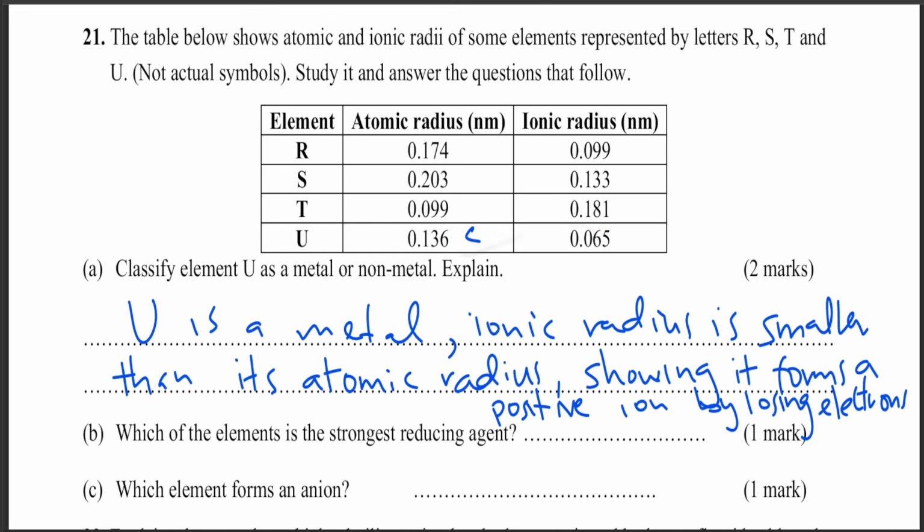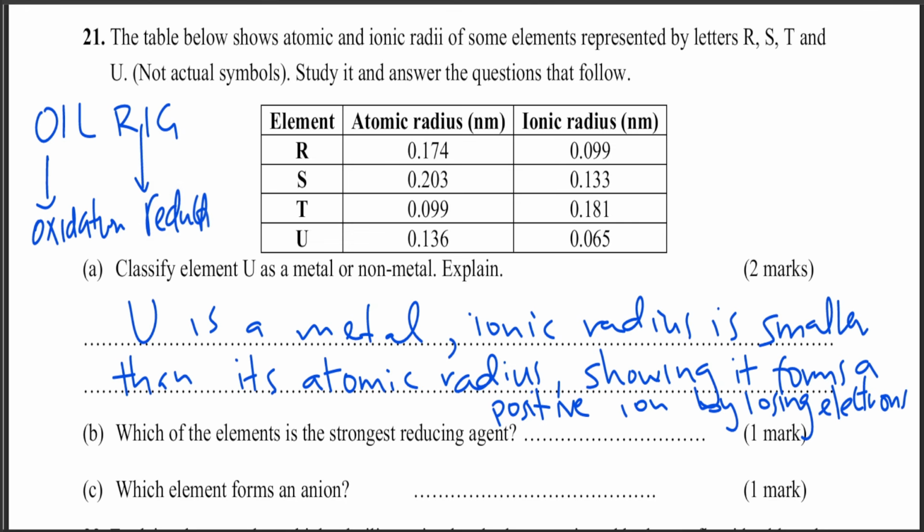Strongest reducing agent. Now, OIL RIG. Oxidation is normally losing electrons. Reduction is normally gaining electrons. So the one that gets oxidized usually loses electrons, so it's called a reducing agent. A reducing agent, in short, is the one that loses electrons.